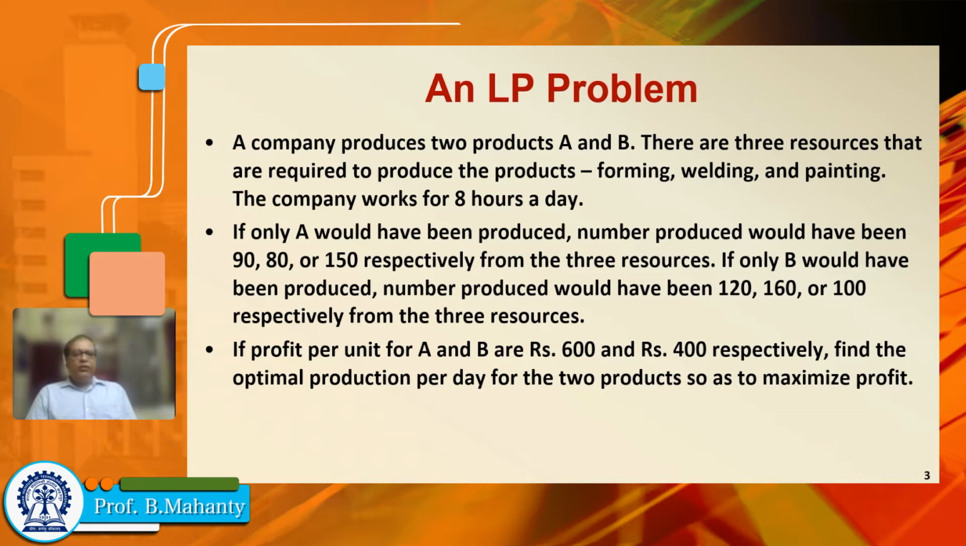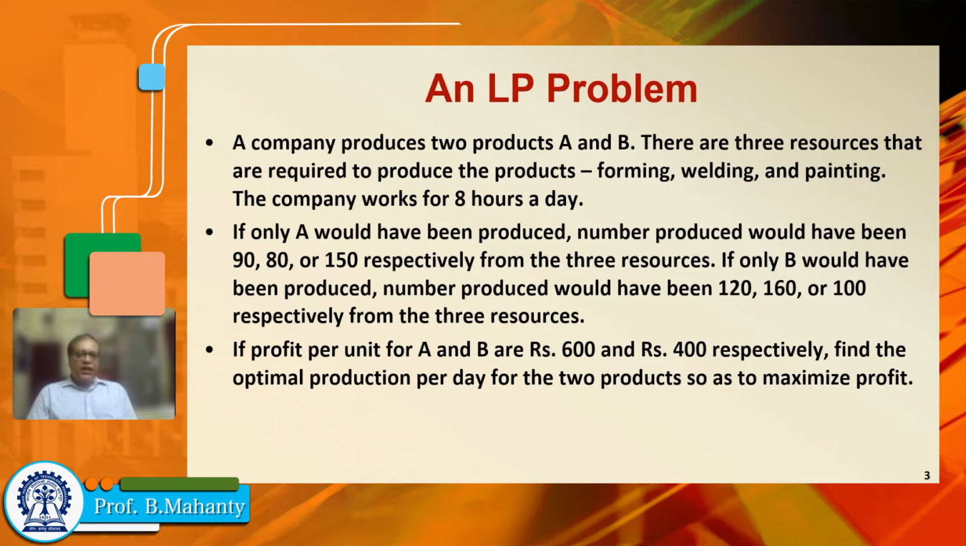If only A would have been produced, we could have made 90, 80, or 150 respectively from these three resources, and if only B would have been produced, then we could have made 120, 160, or 100 items of product B. And the profit coefficients are rupees 600 and rupees 400 per unit respectively. We need to find out the optimal production per day of these two products so as to maximize profit.